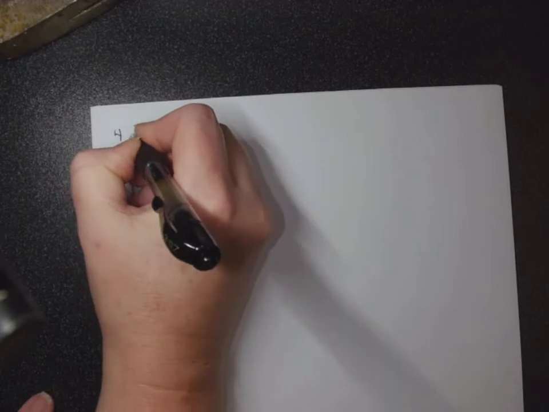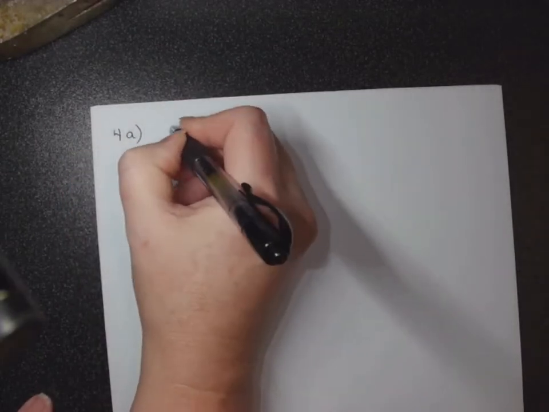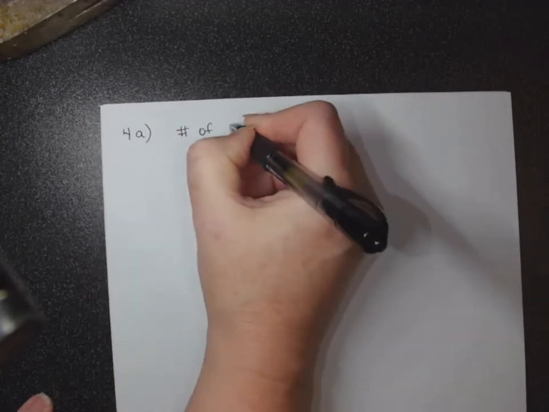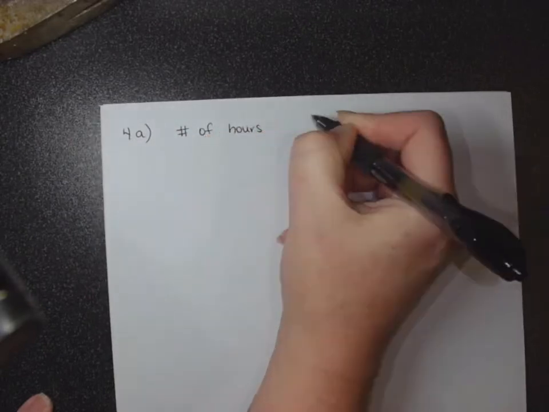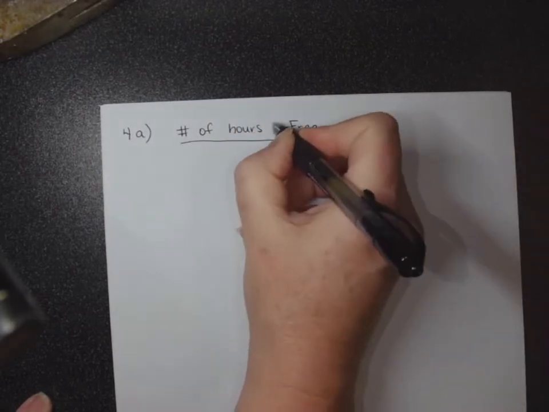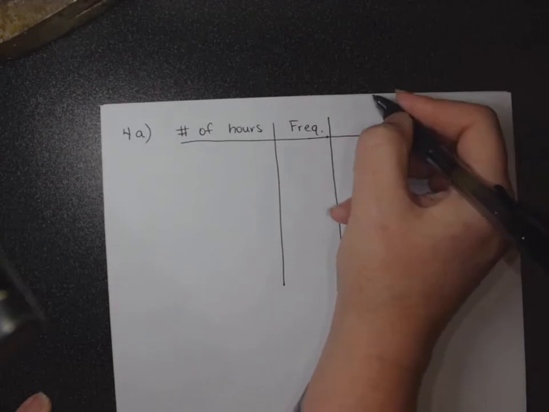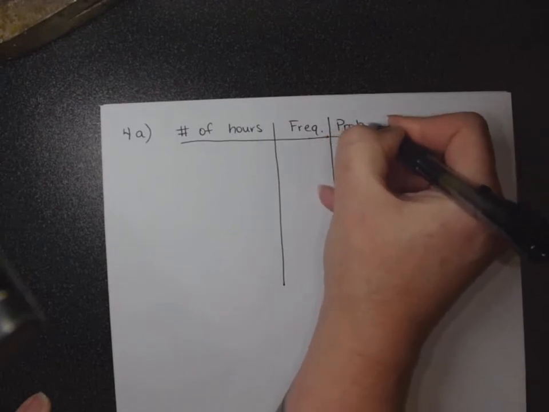Okay, so the back part of the first page, number 4. So number 4, I give you kind of a setup. The first thing that I ask you to do is a probability distribution. A probability distribution is just where you take all the information and you come up with some sort of table where you list all the values and their probabilities.